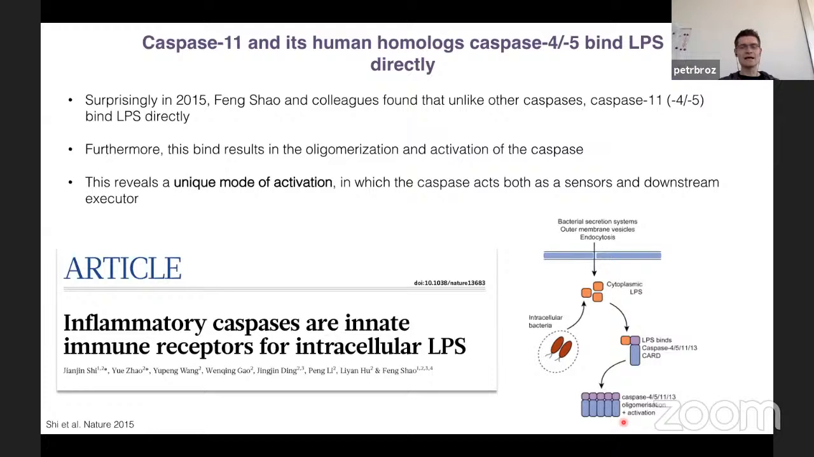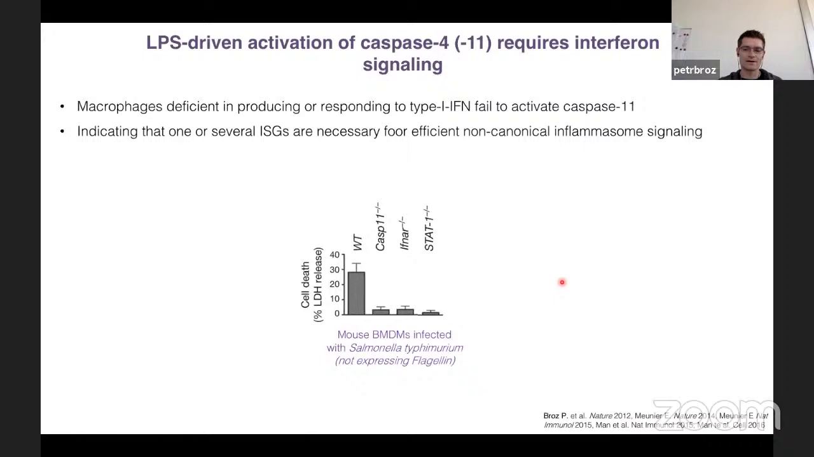Of course, biology is never that simple. So even here, this pathway requires a couple of other proteins, which I want to highlight here. Work by many labs, also by myself, has shown that to activate caspase 11 or caspase 4, you also need type 1 interferon signaling. You can see that here, so these are macrophages infected with Salmonella. In this case, they don't express flagellin, so they don't activate caspase 4 and only activate caspase 11.